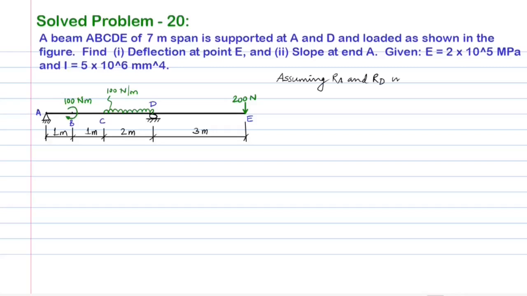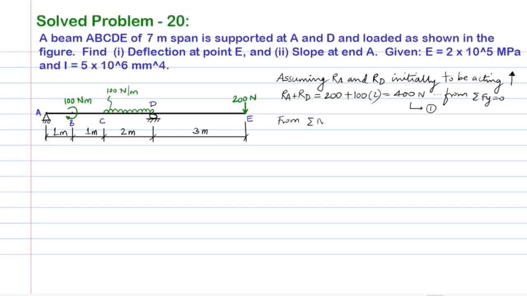We first find the reactions at the supports A and D by initially assuming both to be acting in upward direction. We consider the whole beam in static equilibrium and write the balance equation for vertical forces and the balance equation for moments about point A. Solving, we get the reaction value at D equal to 525 newtons acting in upward direction.